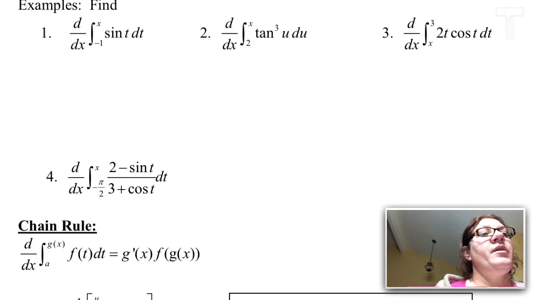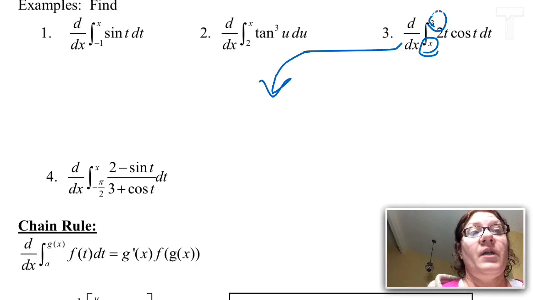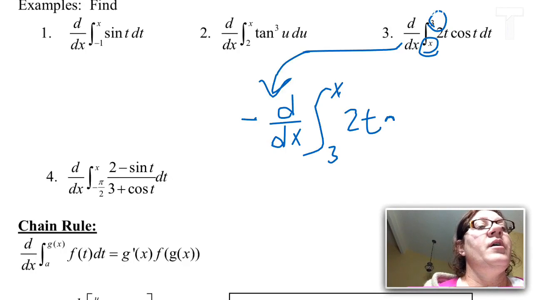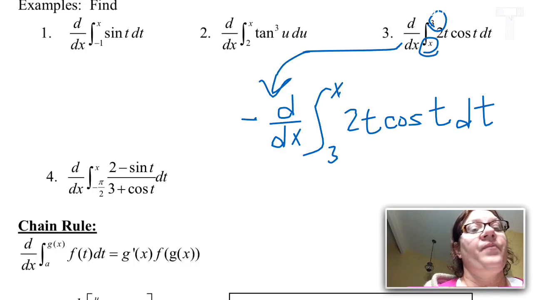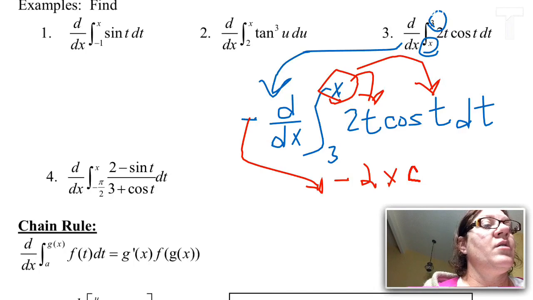Now notice on this next one, oops, they're switched. So I would like to know, is there a way I can switch them? And the answer to that is yes. You haven't had to do much of it yet, but if I switch them, it just negates the whole thing. And now I get the x on top and the 3 at bottom, and hey, now it fits my rule for the second fundamental theorem of calculus. And I'm going to plug in the x. So I'll have negative 2x cosine x.